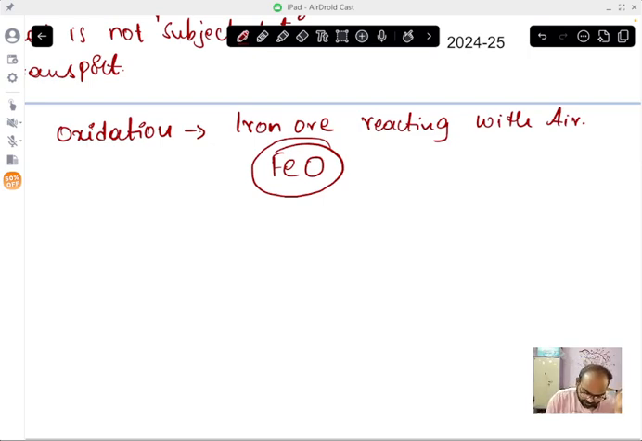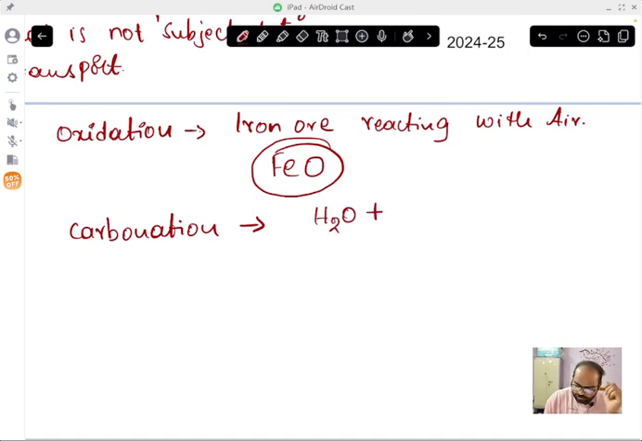And similarly, if you take carbonation, water reacting with carbon dioxide results in the formation of carbonic acid.